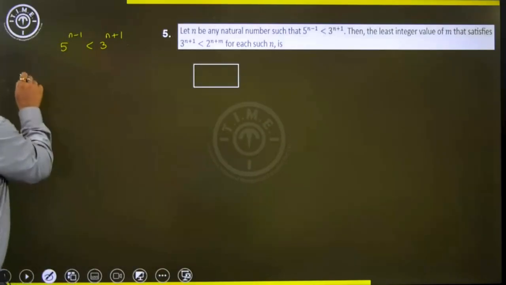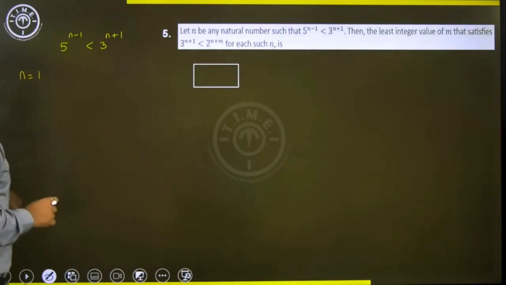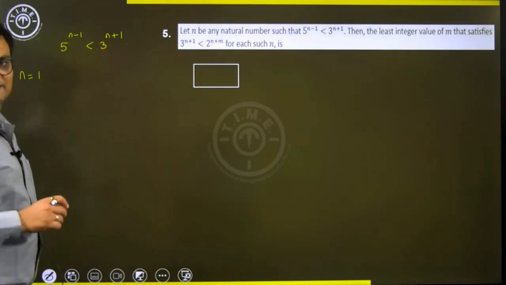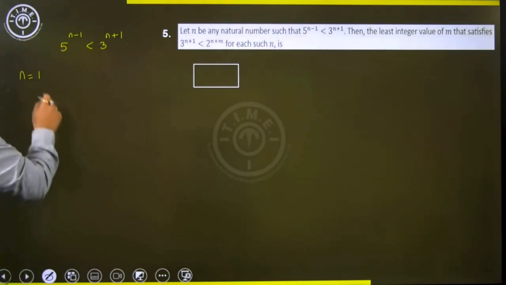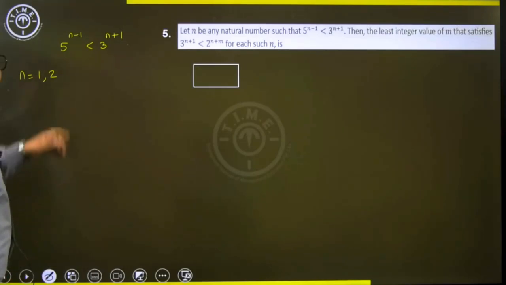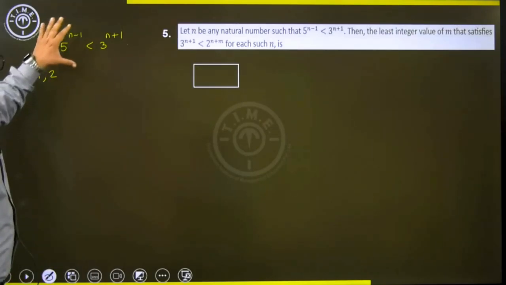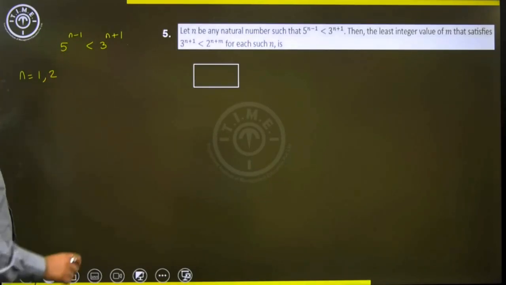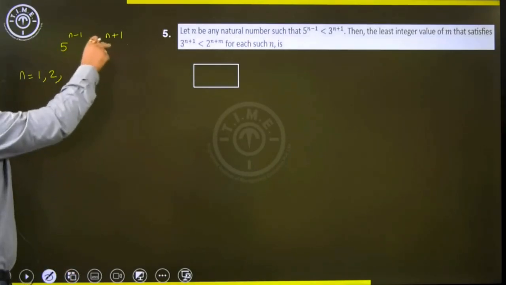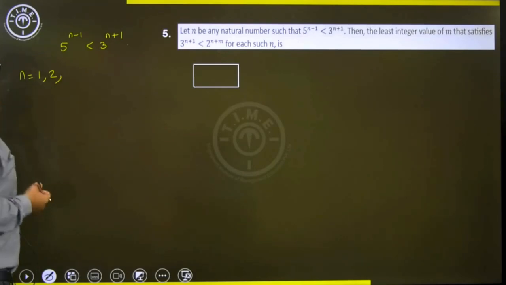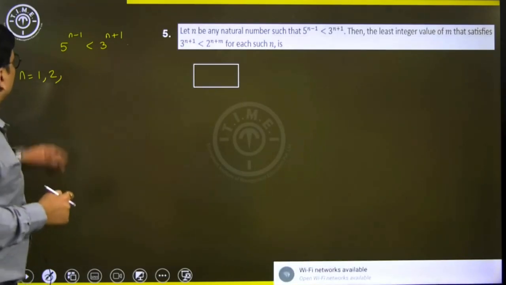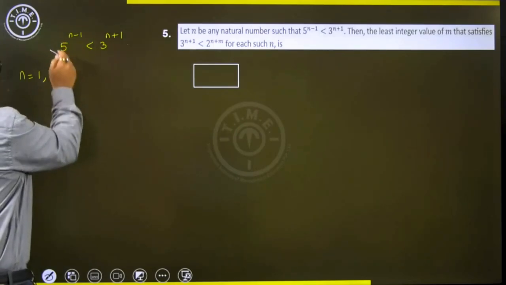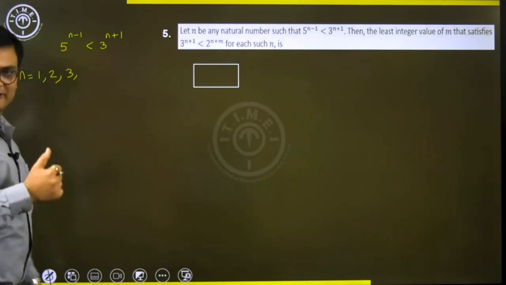Now if I put n equal to 1, suppose. So 5 to the power 0, 1, is less than 3 to the power 2. Absolutely correct. 1 is less than 9, that's correct. Put n equal to 2. 5 to the power 2 minus 1, this part is 5. 3 to the power 2 plus 1 is 3 cube, 27. Yes, that is also absolutely correct. So this inequality will be satisfied for n equal to 2 also. What about n equal to 3? 5 square is 25 and this is 3 power 4, 81. Yes, 81 is greater than 25. N equal to 3 also is okay.